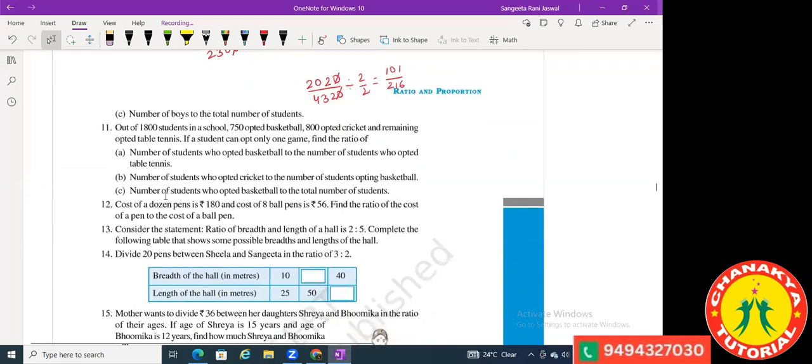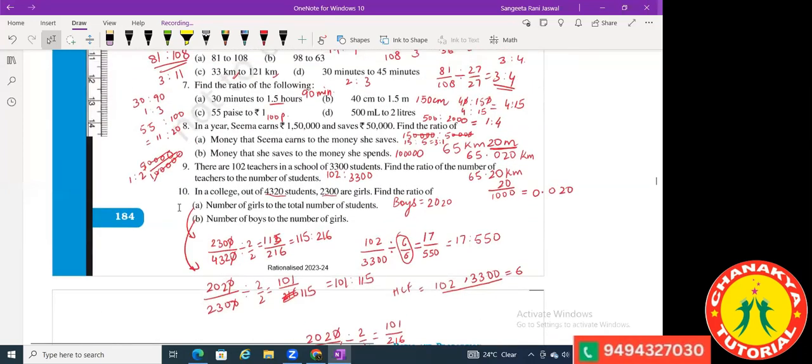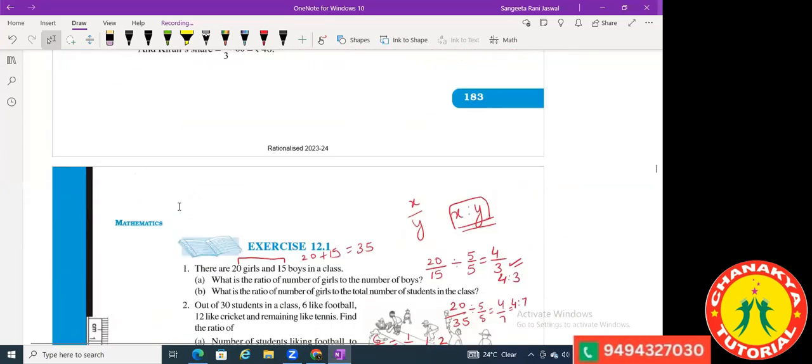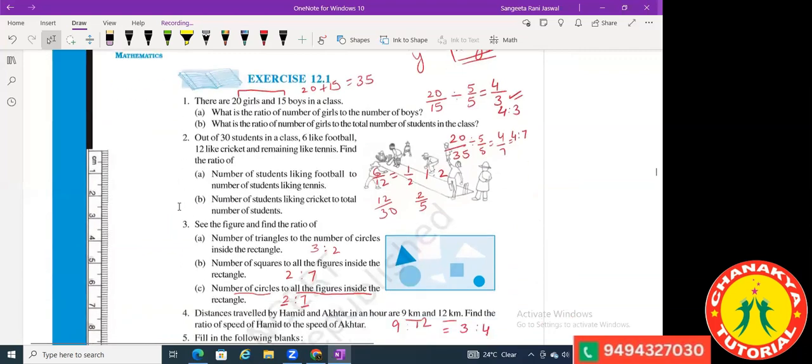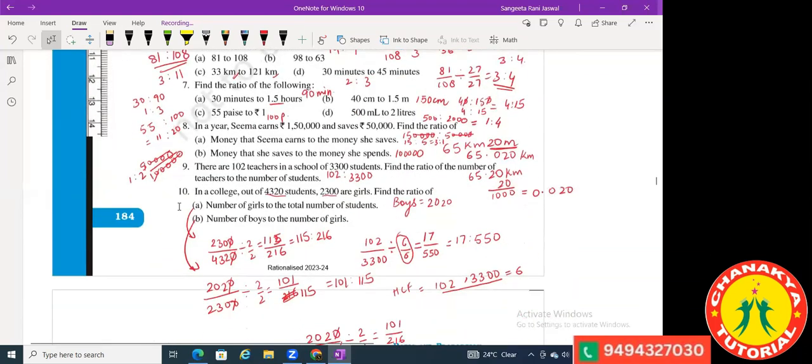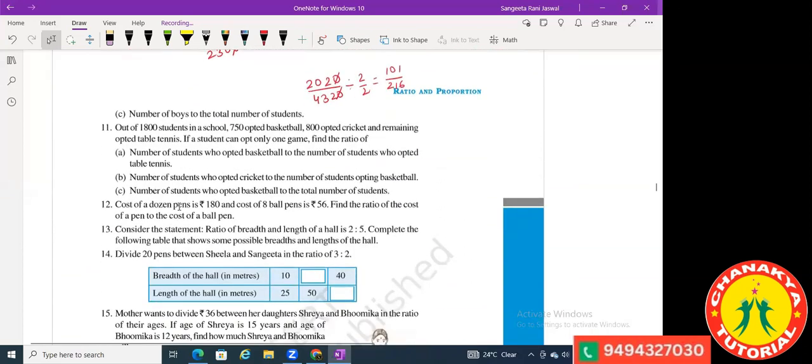Since this is a revision of the chapter we are doing, you must have already done these exercises earlier, is it? Yes, ma'am. So you must be quick in doing the calculations now because you know the way of doing it now. It takes time when we do things the first time, but when we do it the second time, third time, our speed has to increase.